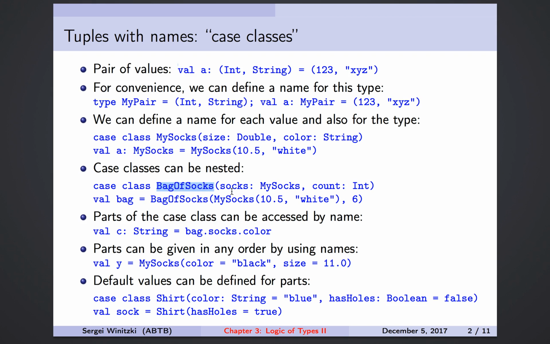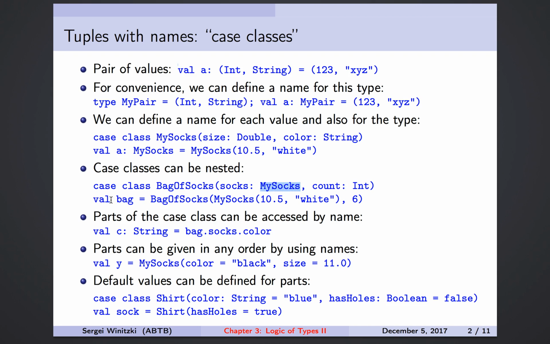Now, case classes can use other case classes as types of their parts. As we have seen before, you could have tuples whose parts are themselves also tuples. So here you can have a definition like this. Bag of socks is representing a certain number of identical socks. So I use this type I defined here by name. So I don't have to say that this is a pair of double and string. I just say this is mySocks. So I use the type by name.